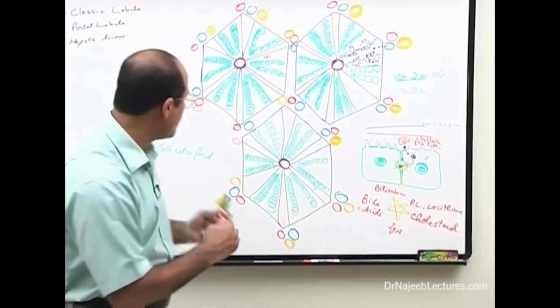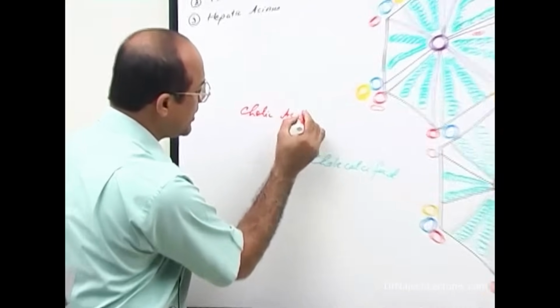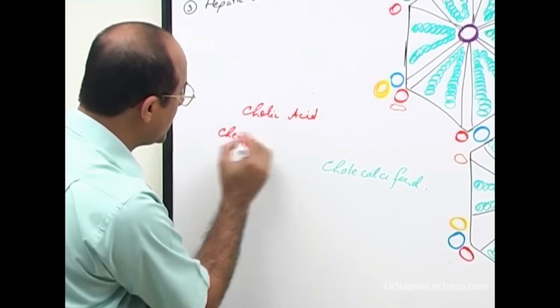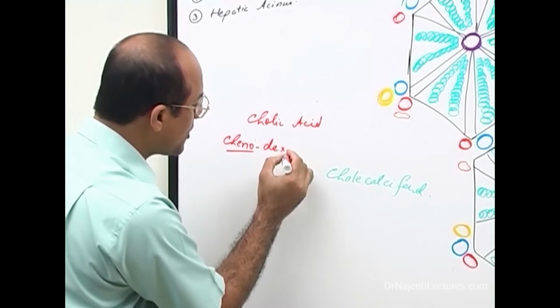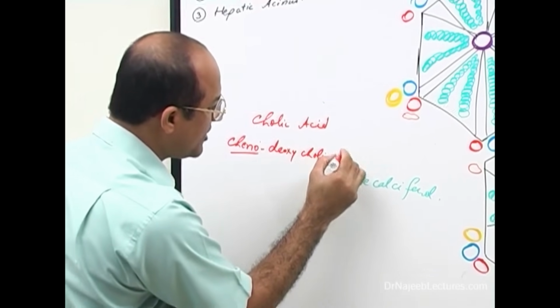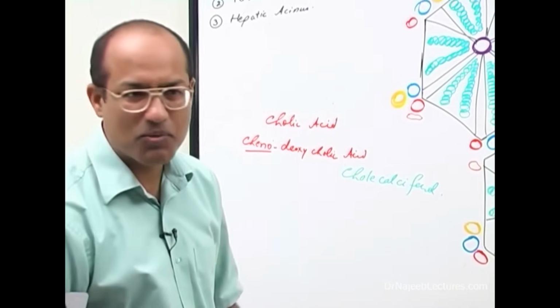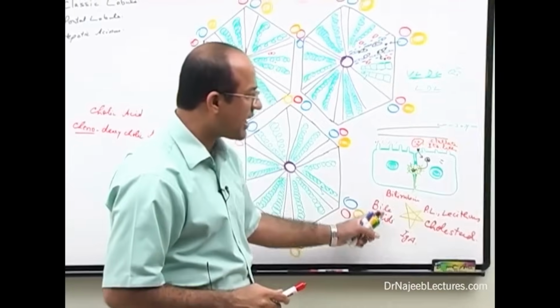Cholic, C-H-O, cholic acid, and the other bile acid is cheno. I don't know, it's from some Chinese origin. Chenodeoxycholic acid. Is that right? This is the minimum you are supposed to know about bile acids. So these are the components of the bile, right?